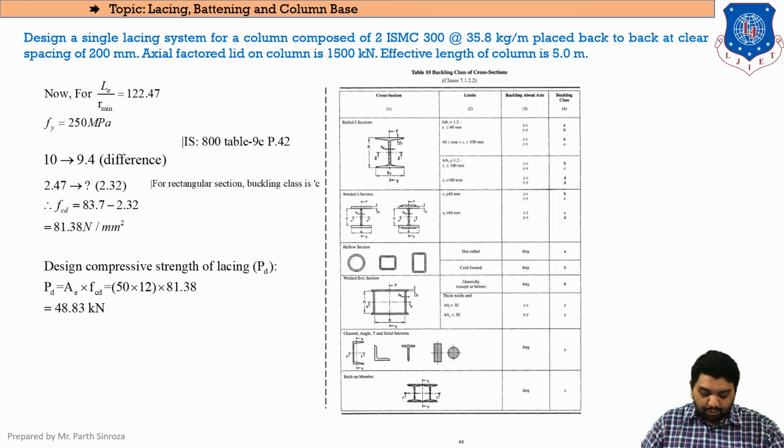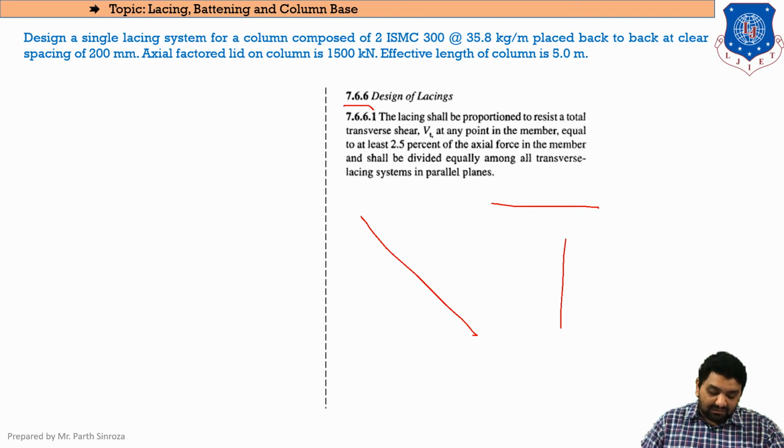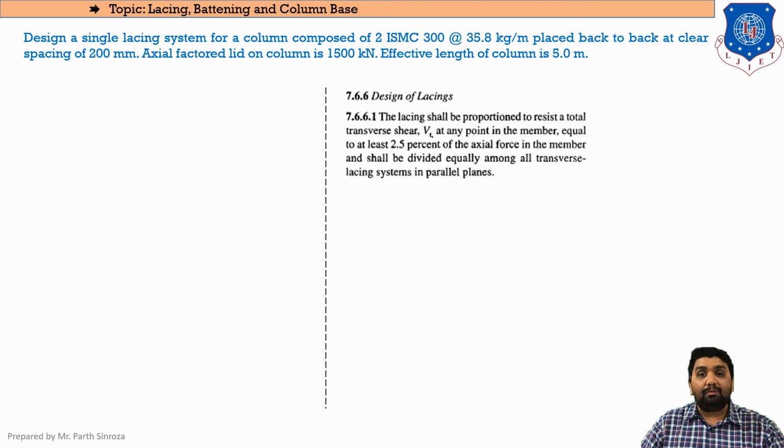We will be moving on to the next portion, that is to design the lace. Here you can see that in 7.6.6 it is mentioned, design of lacings, and in that it is said that the lacing shall be proportioned to resist a total transverse shear, as the lacing bars are inclined. Till now we have dealt with members that were either horizontal or vertical. Now we are dealing with something that is inclined. So for an inclined portion, both the horizontal forces and the vertical forces will be acting.